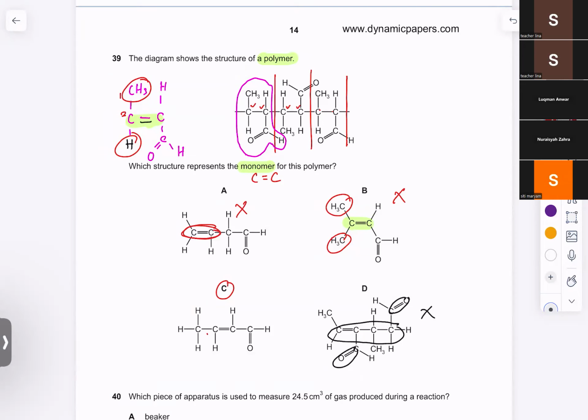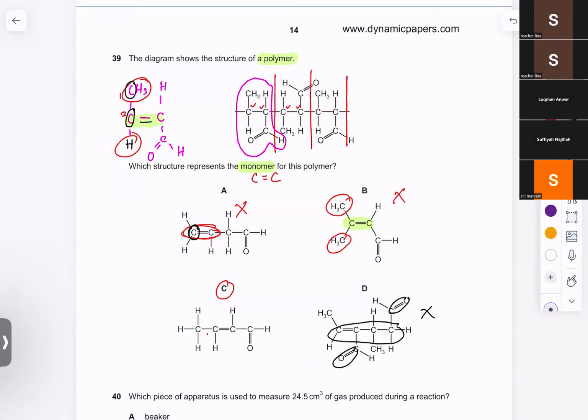Teacher, okay, is A wrong because the double bond C is at the front? That's right. The double bond C should be at carbon number 2. If you look here, it's 1, 2, but at number 1 there is already a double bond. So it's wrong. Okay, is it clear, Sufia? Yes, thank you. Okay, welcome.